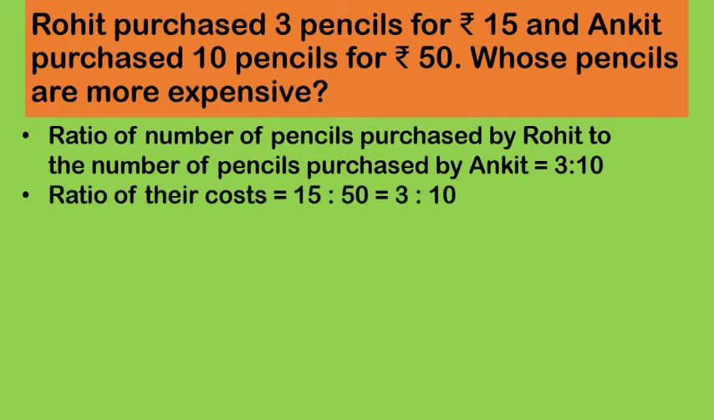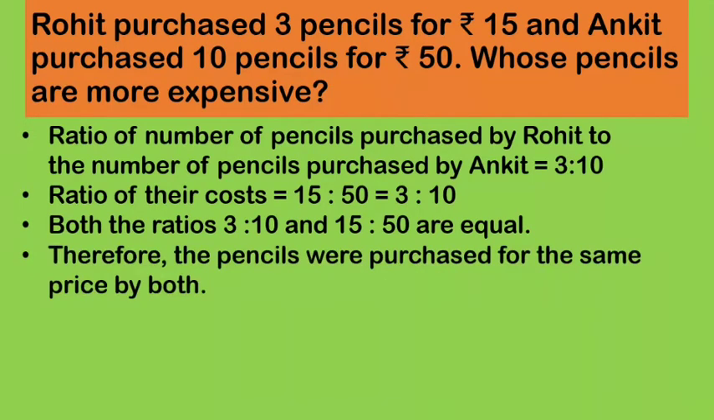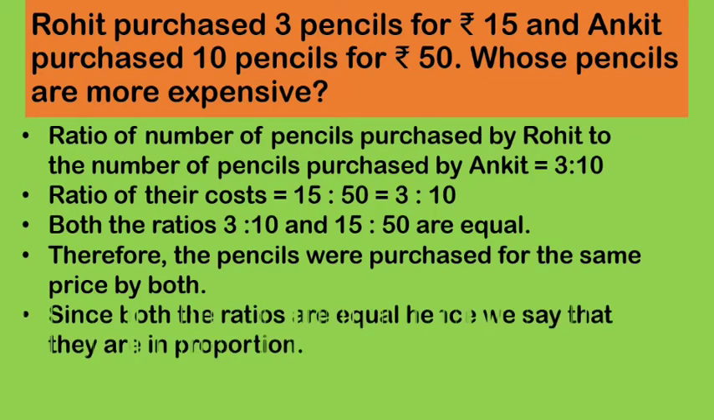Ratio of their cost equals 15 is to 50, which is also equal to 3 is to 10. So both the ratios 3 is to 10 and 15 is to 50 are equal. Therefore, the pencils were purchased for the same price by both. Since both the ratios are equal, hence we say that they are in proportion.